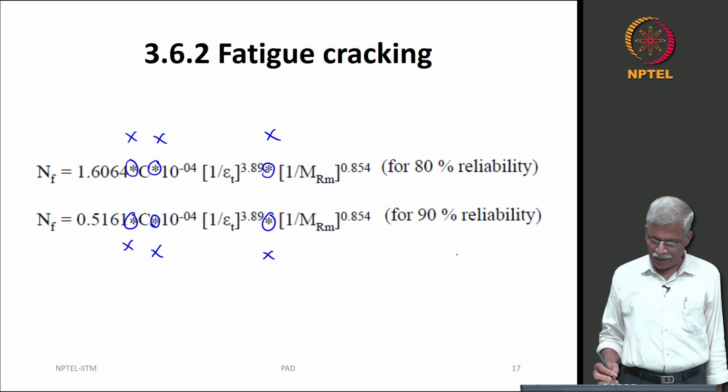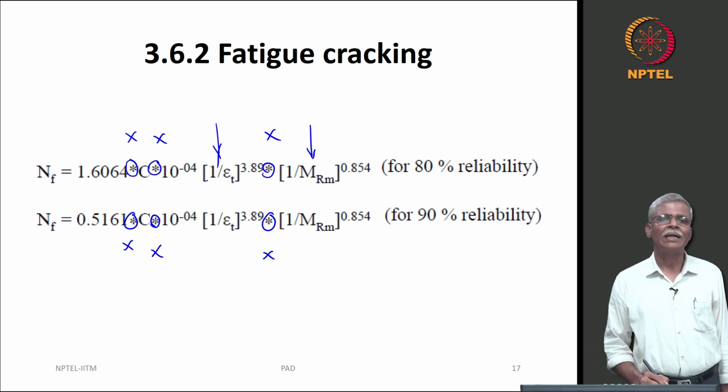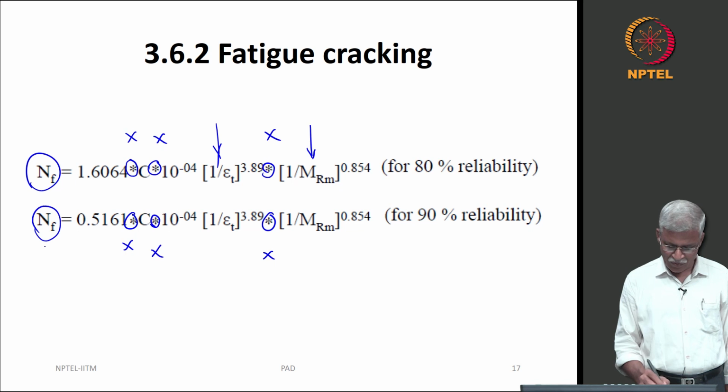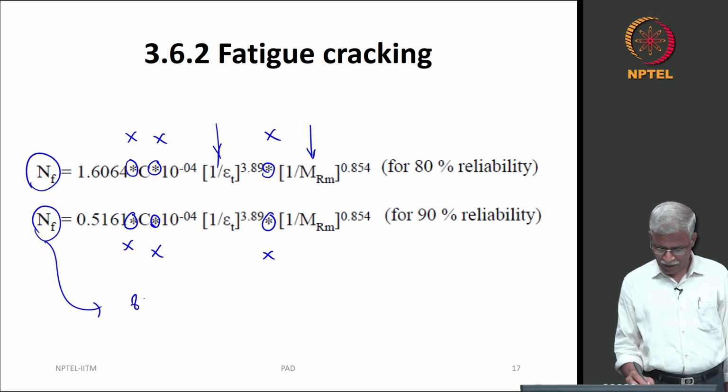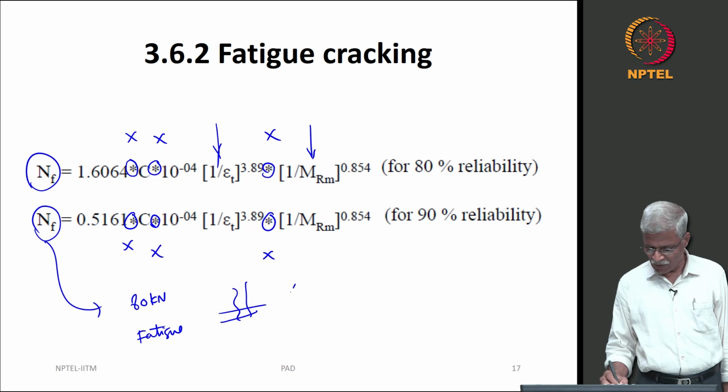Now, let us take a look at it. This is the material property, resilient modulus, this is epsilon T, tensile strain, and what is this NF? This NF is again 80 kilonewton fatigue, some proportion or percentage of cracking.